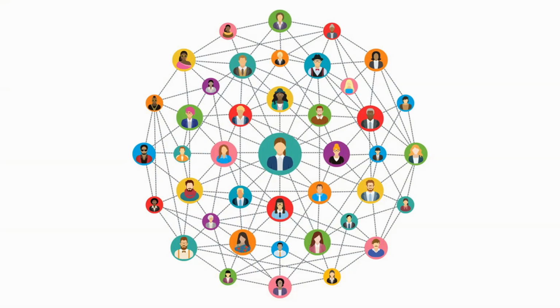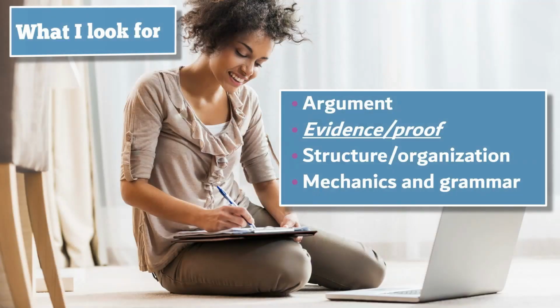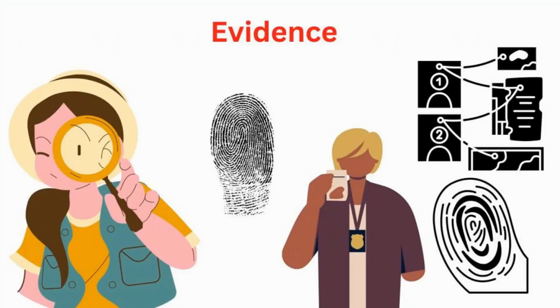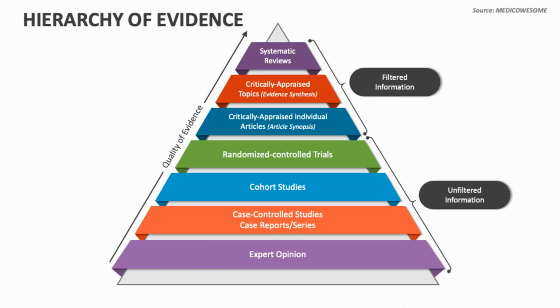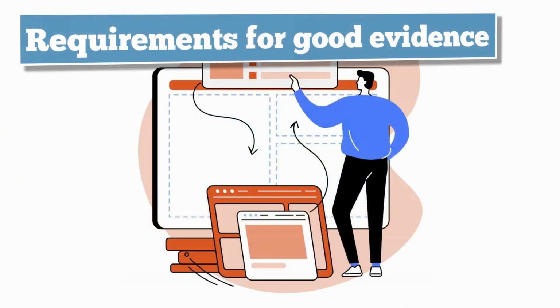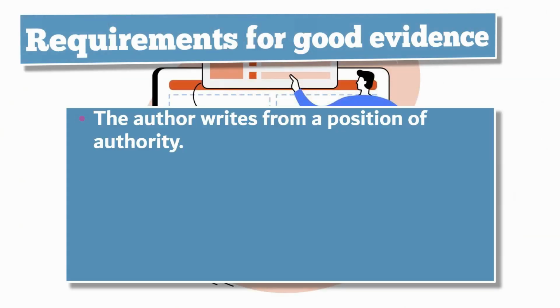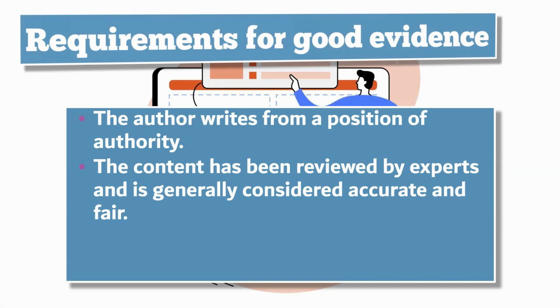You're doing something else. The next thing I look for in terms of categories for good papers is evidence and proof. Now, you're going to get some access to library resources as we go along, and we'll talk about that kind of stuff later. But I do want to talk about what makes good evidence, because there are a lot of different kinds of evidence. So what are the requirements for good evidence? Well, the author has to write from a position of authority. It can't just be some dude. The content has to be reviewed by experts and is generally considered accurate and fair.